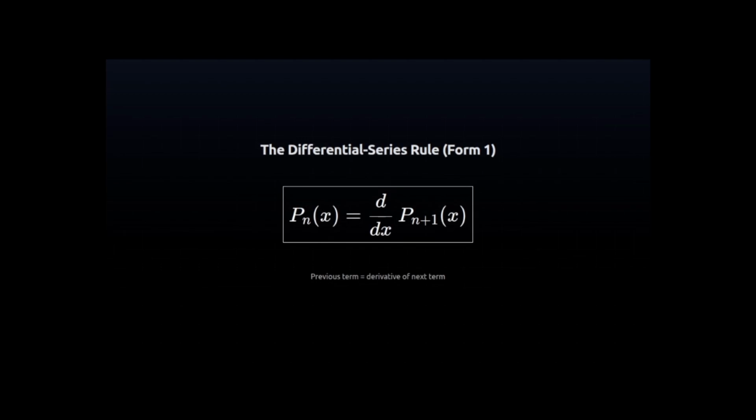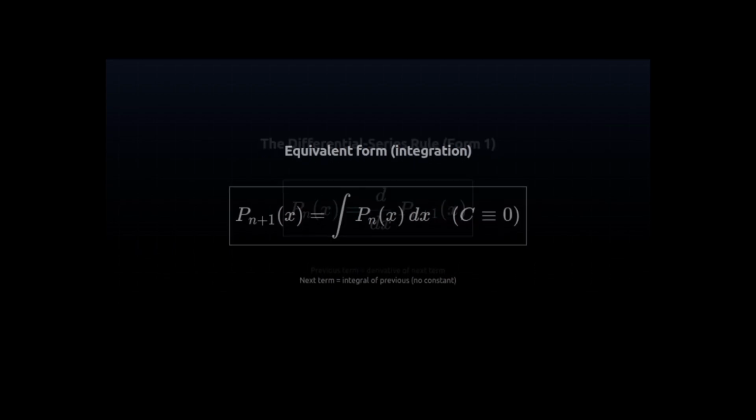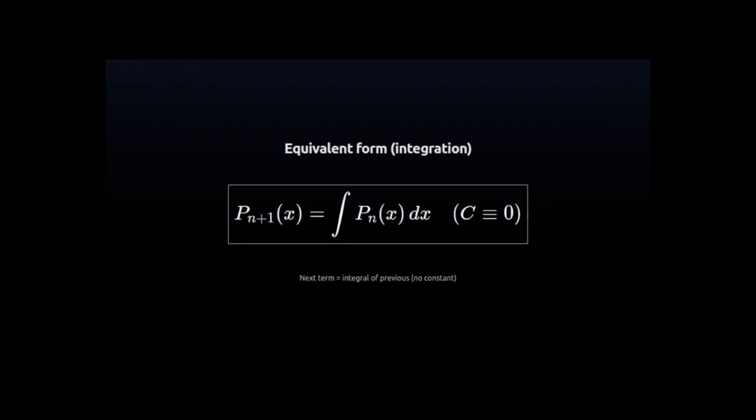In the first form, it says p sub n of x equals the derivative of p sub n plus 1 of x. That means the previous term equals the derivative of the next term. There is an equivalent form, p sub n plus 1 of x equals the integral of p sub n of x with the constant set to 0. That means the next term equals the integral of the previous one, ignoring constants.